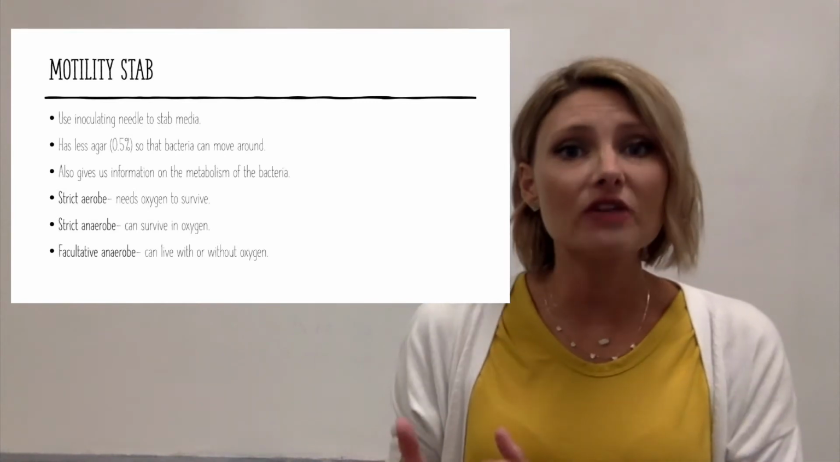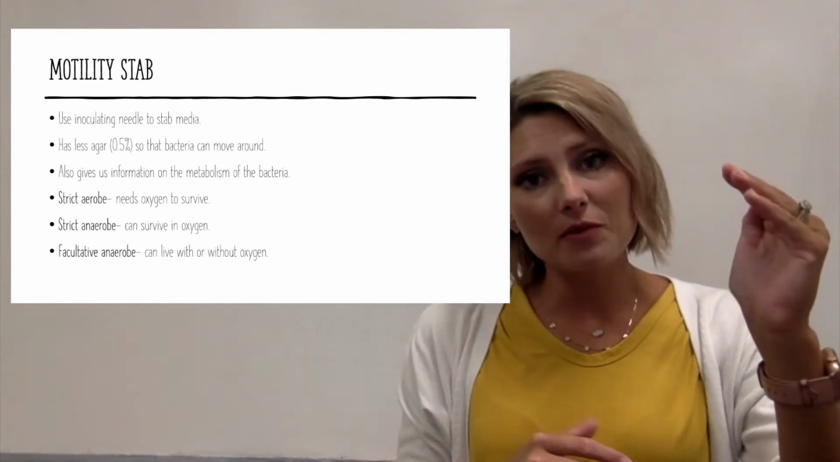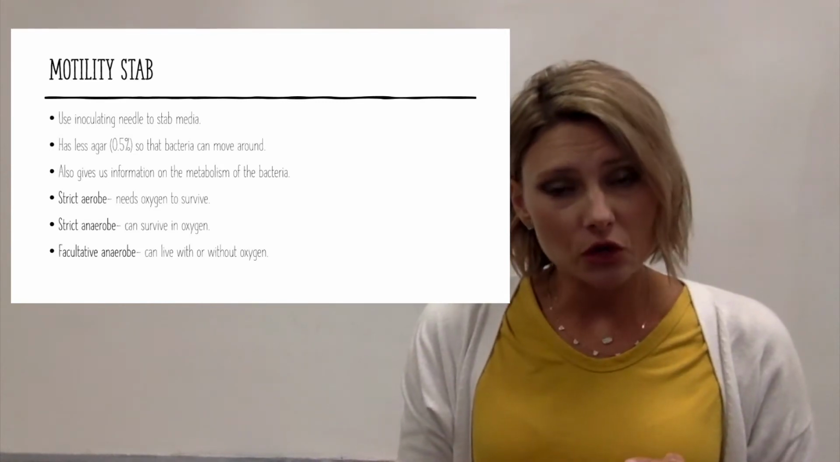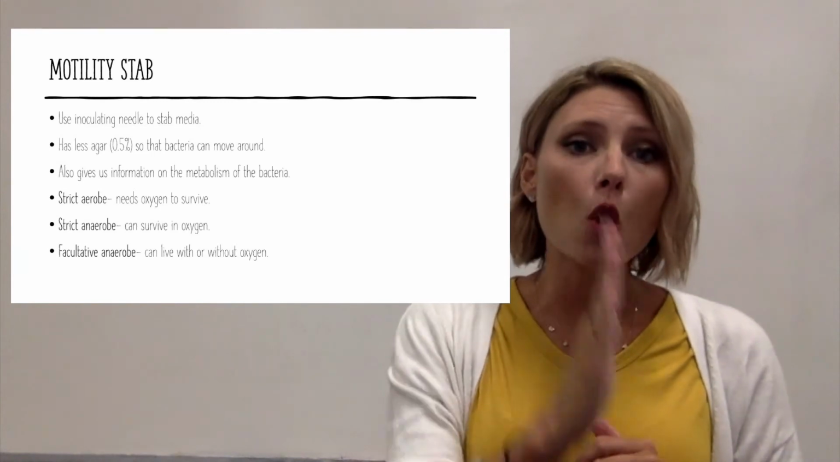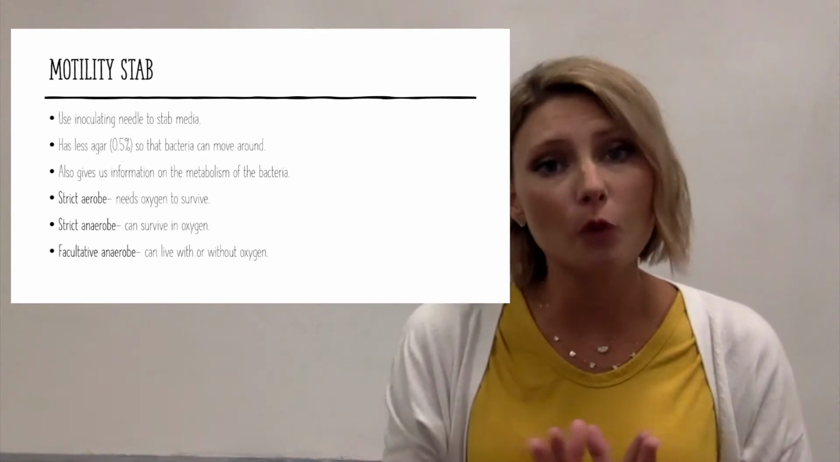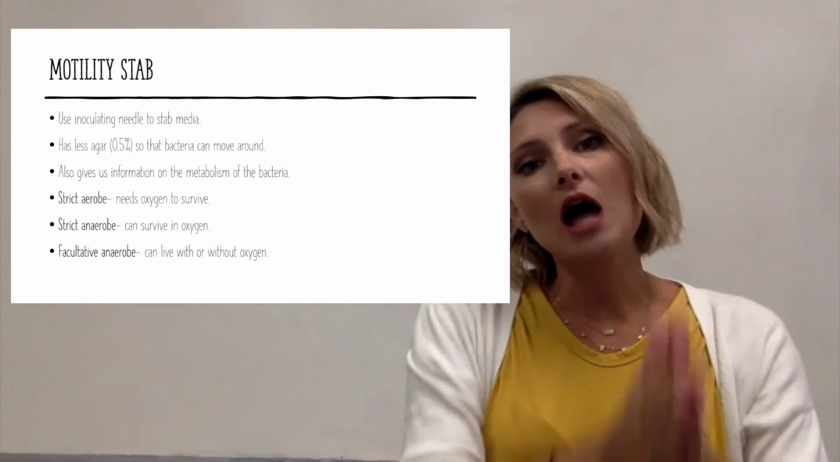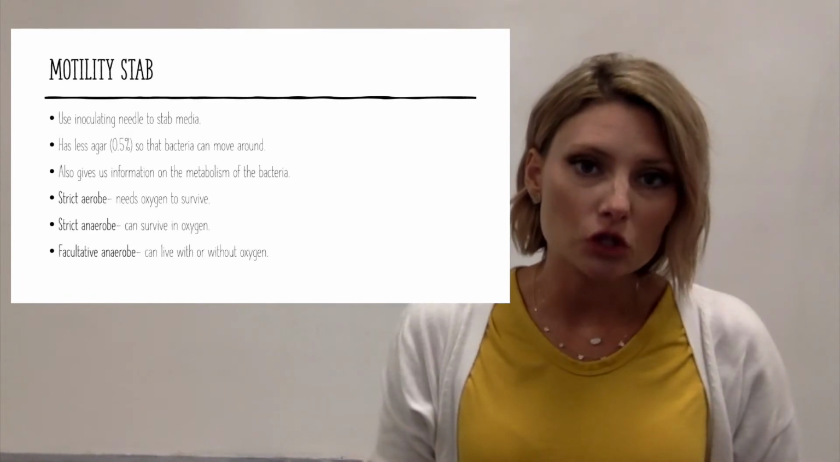A facultative non-motile organism is going to be an organism that grows at the top of the tube, at the bottom of the tube, but it's non-motile. So it's only going to grow on the stab line. Okay? It doesn't have the ability to move away from that stab line. So you're going to basically see one straight line of bacteria going straight down the tube.